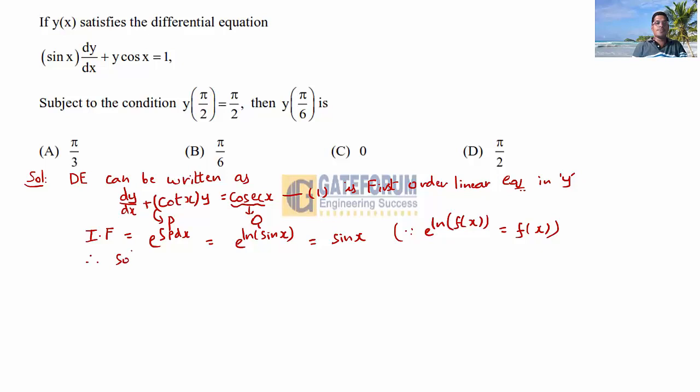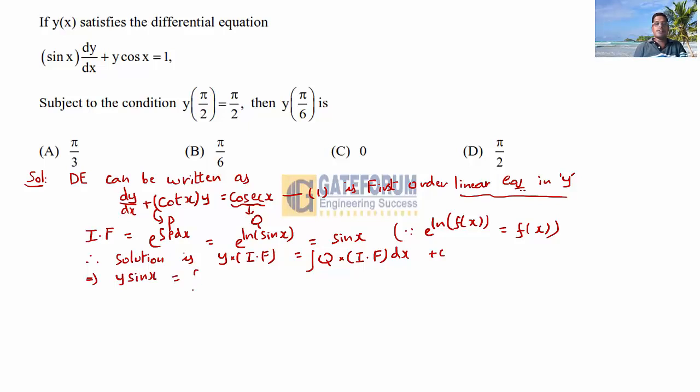The next step is the solution. Because it is a linear equation in y variable, y into IF is equal to the integral of Q into IF, integrating with respect to x, plus c. This implies y times sin x is equal to the integral of cosec x into sin x. Cosec x means 1 by sin x, so we get the integral of 1 dx plus c. The integral of 1 dx is x plus c. Let us call this equation 2.